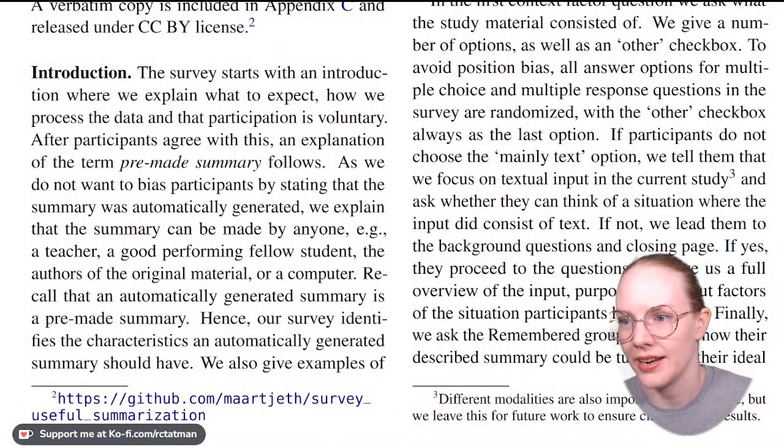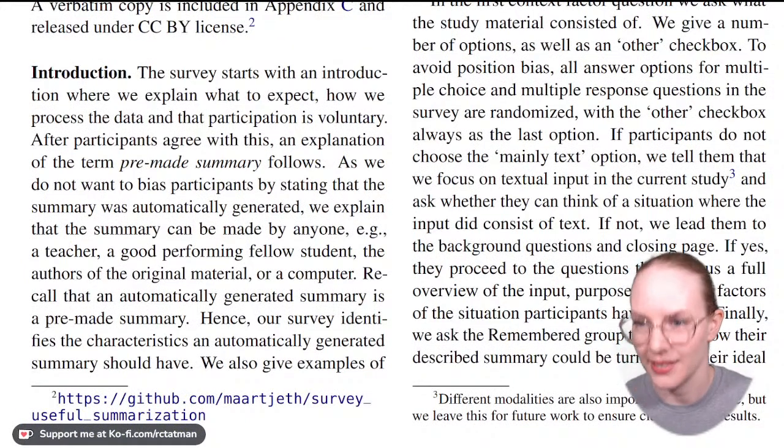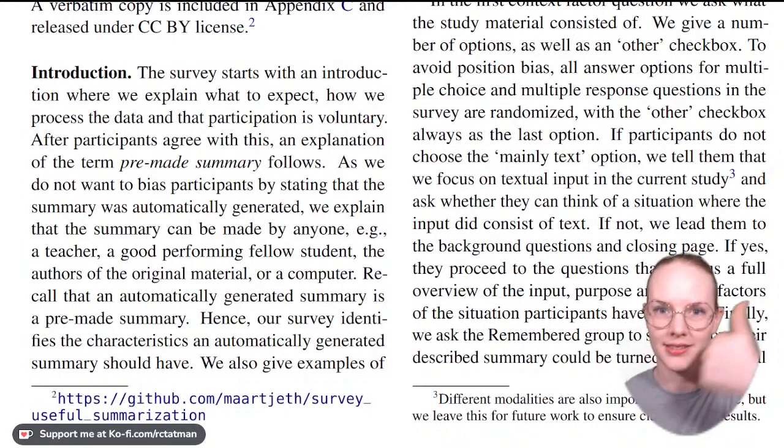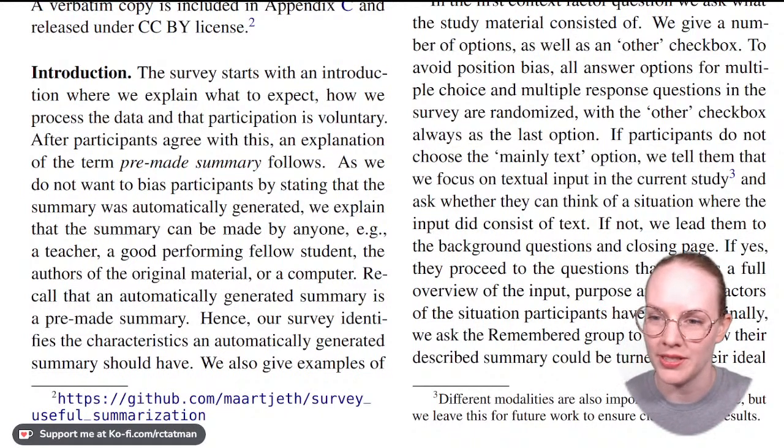In the first context factor question, we ask what the study materials consisted of. We give a number of options as well as another checkbox. To avoid position bias, all answer options for multiple choice and multiple response questions in the survey are randomized, with the other checked box always the last option.